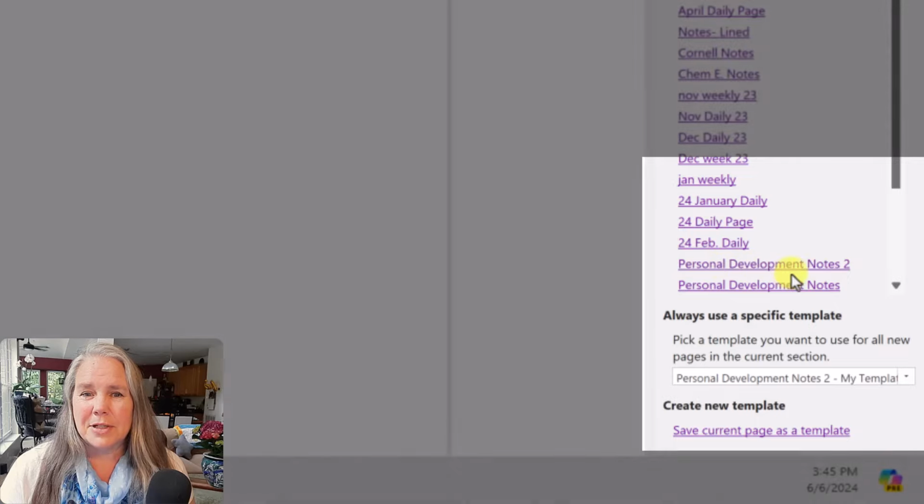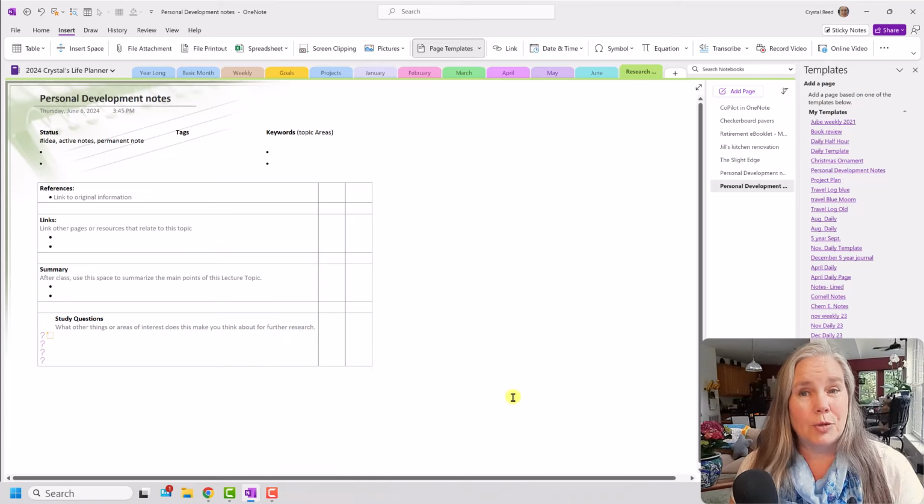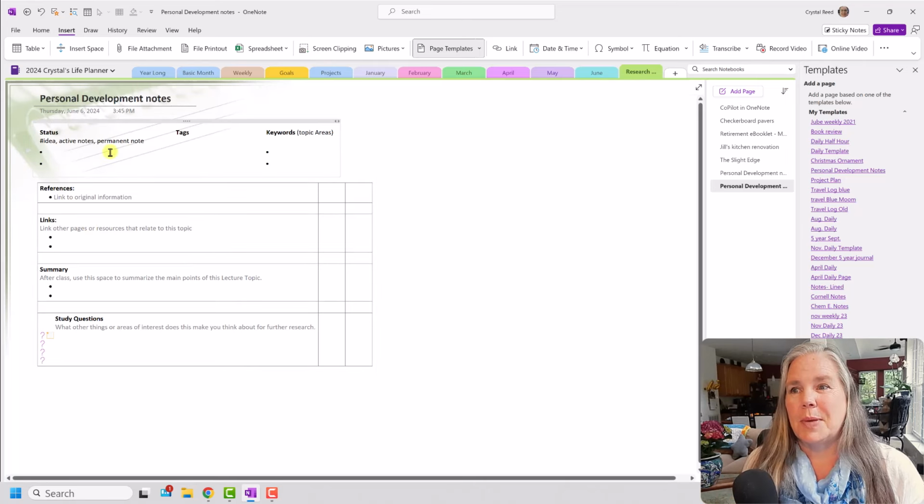All right, so down here is personal development notes 2. And when I click on that, you see I get a new page. Okay, and it looks very similar. The information is exactly the same. So we have our status, our tags, and our keywords. Up here at the top, I have put these things in a table.